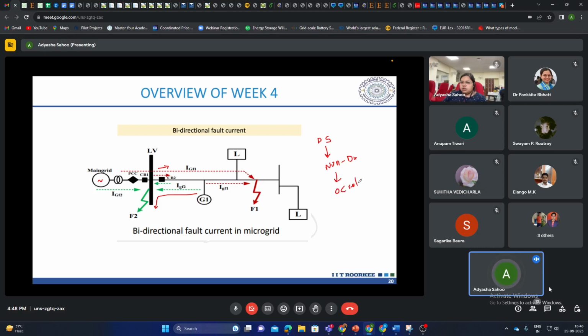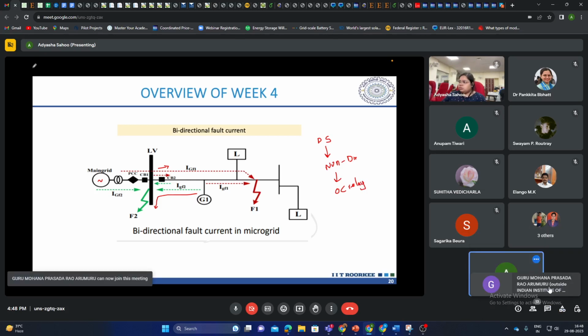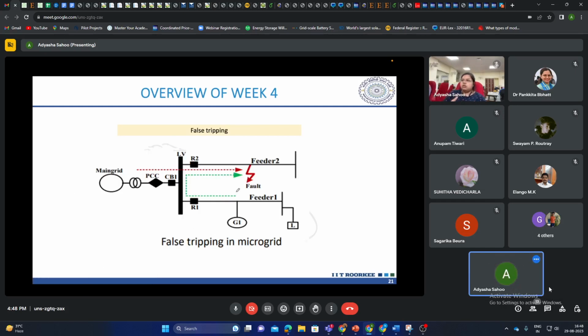So these kind of relays are not able to detect such kind of faults. Then moving on, we had false tripping. Let's say we had two feeders here, feeder 1 and feeder 2, and there is a fault in feeder 2. Under ideal conditions, only F2 should isolate and F1 should stay in operation, because it is a healthy feeder.